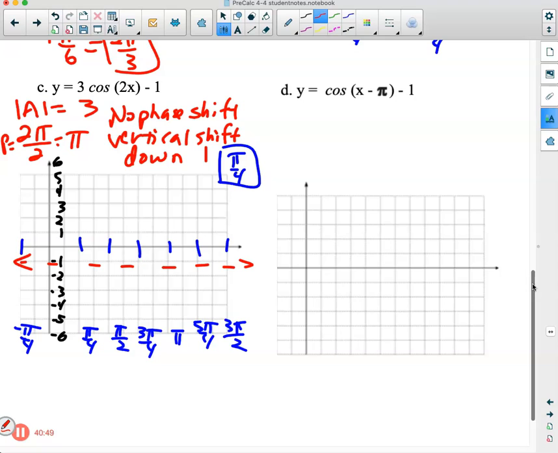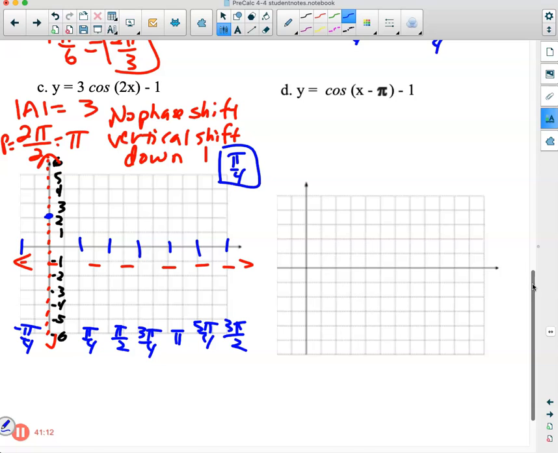No phase shifts. So we're starting at 0. And this is cosine. So cosine starts high. We're going to go to what we would think of as our new 0, and go up 3 units because that was our amplitude.